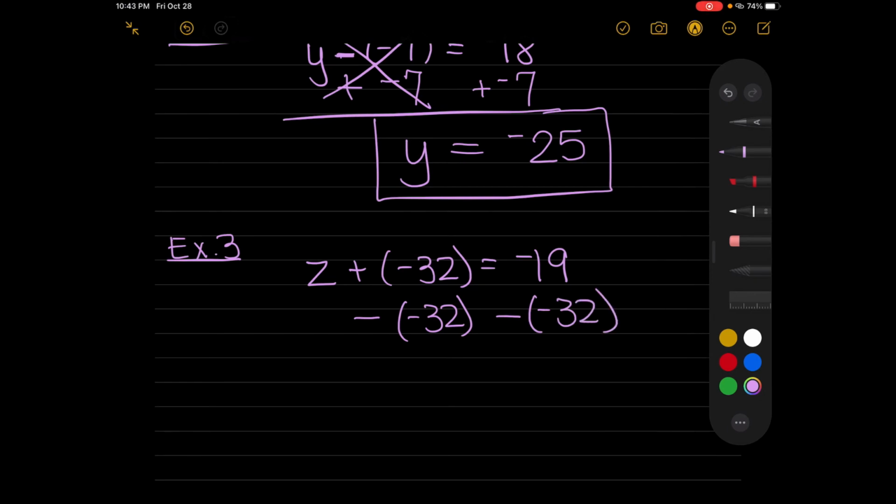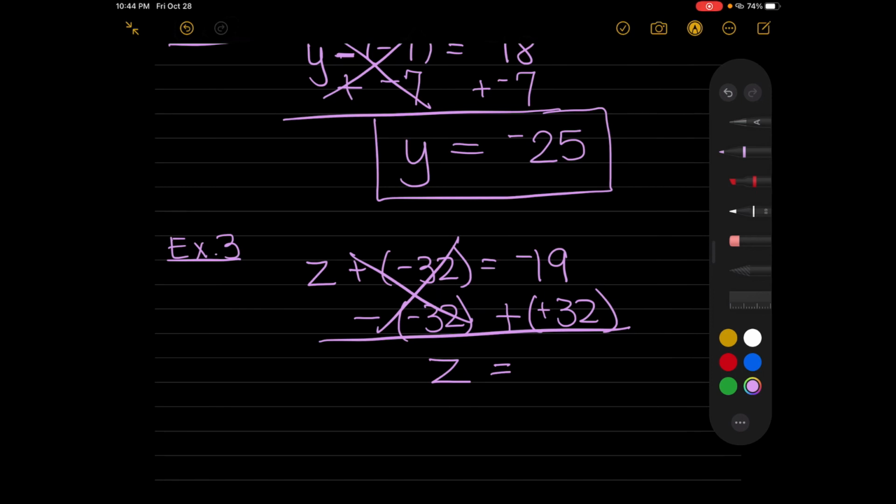Remember, anytime you're solving an equation, you want to do the same thing on each side. So these cancel each other out. They make 0. So I get z equals. And now I have -19 minus -32. Well, when I'm subtracting, I need to change my minus to plus and the second number to its opposite. Do not ever change the first number. Now I have -19 plus +32.